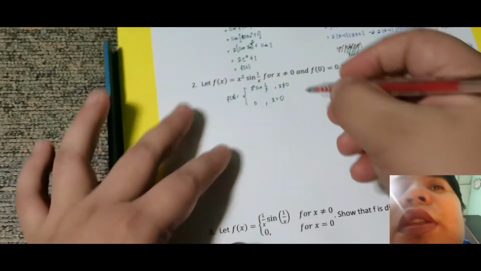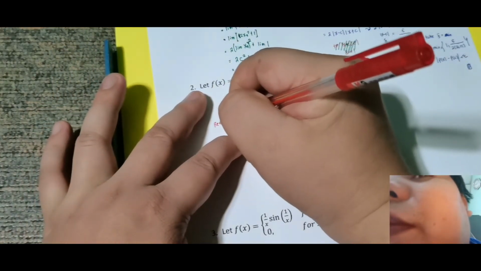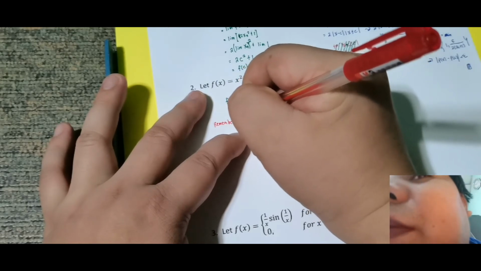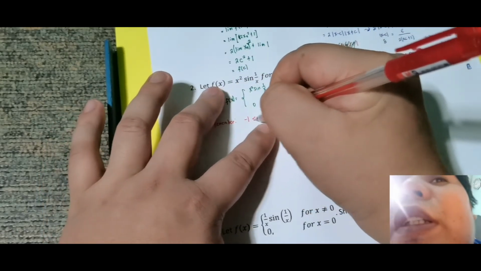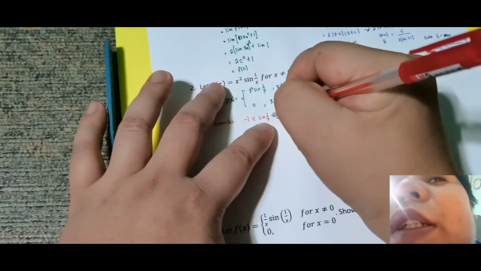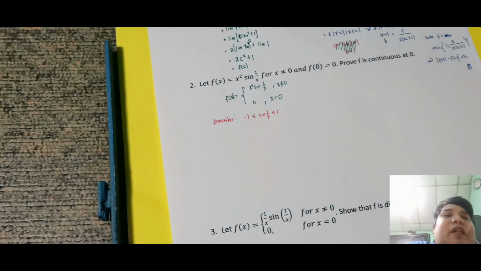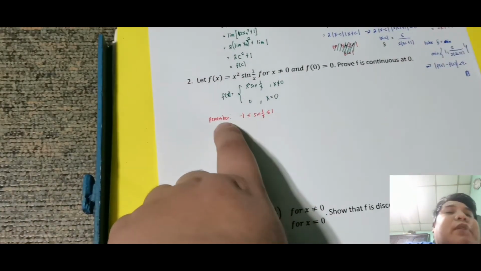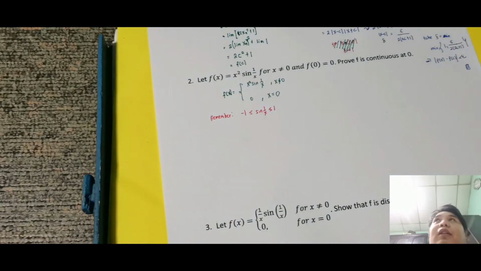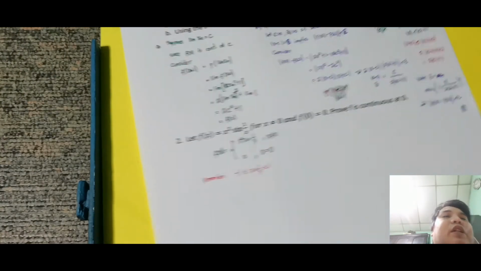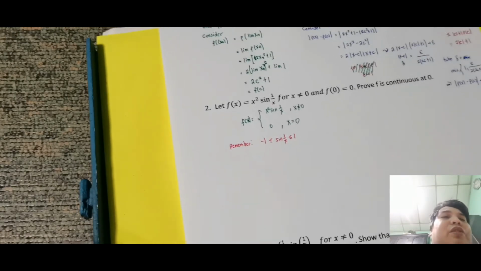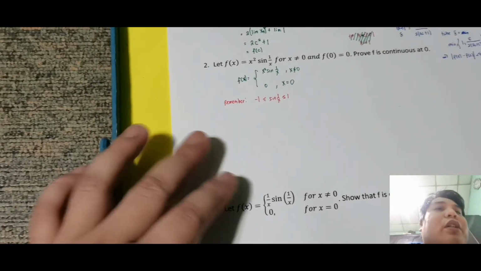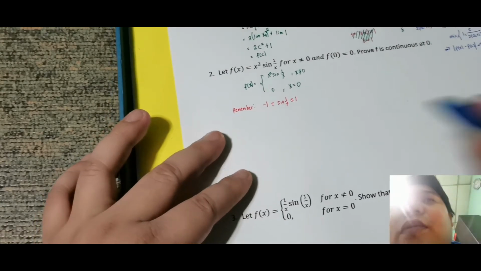So, before that, note lang na negative 1 is less than or equal sa sine 1 over x. Okay, so for any value of sine, yan lang yung maximum value ni sin x. Maximum value is 1, minimum value is negative 1. So si sine 1 over x, pwede natin i-assume as 1, kasi nililimit ko lang na dapat maliit yung values niya. Okay, so we need to prove na siya ay continuous sa 0. So paano yun? Ito yung proof.